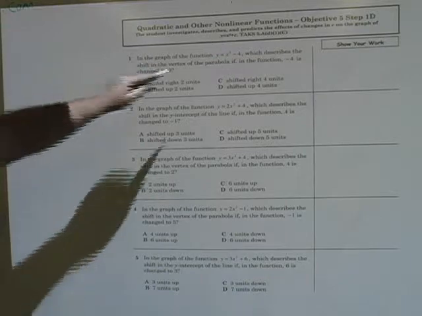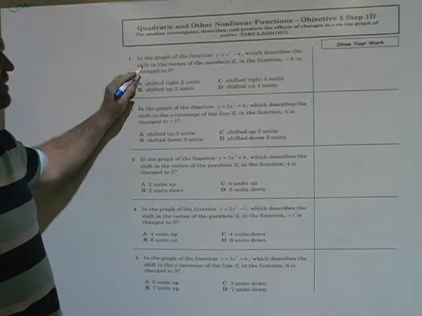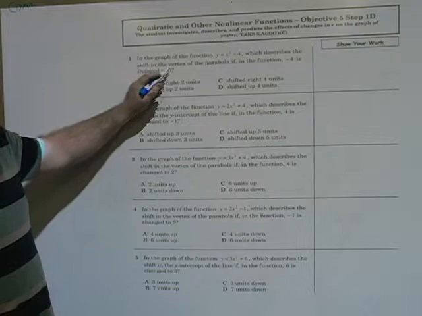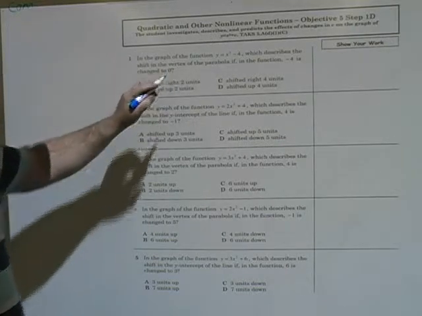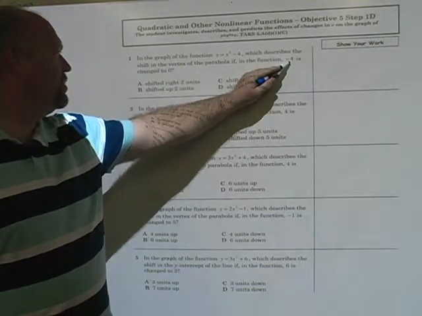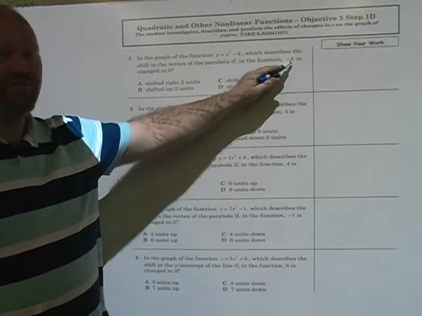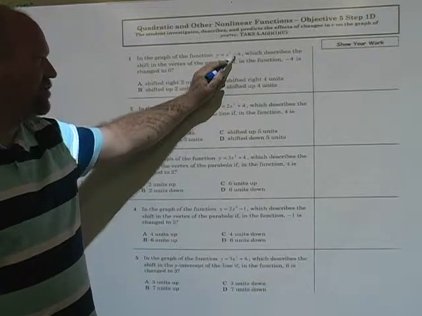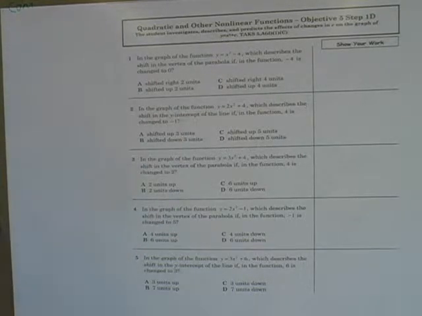Okay. Now these questions are exactly the same, you just don't have the graphs. It's still going to be the same way. Now they're giving it to you in a little different form though. They give you the function here, and then they're asking you what will happen to the vertex if -4 is changed to 0. -4, they're talking about right here, it's -4. If you change that to 0, what's going to happen?